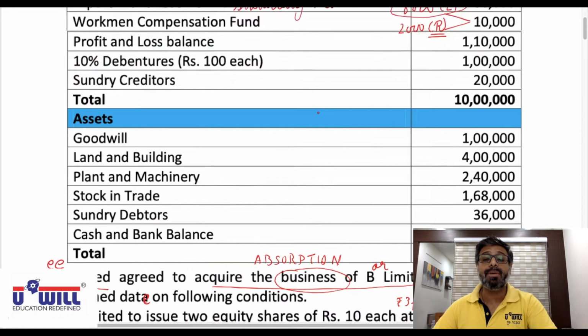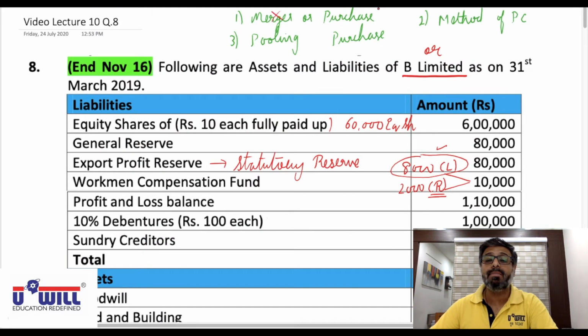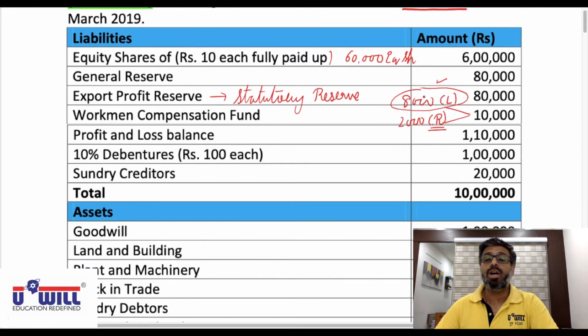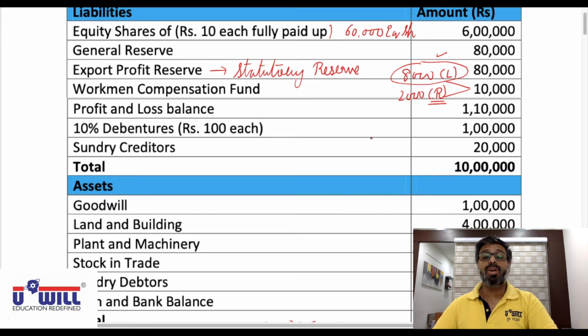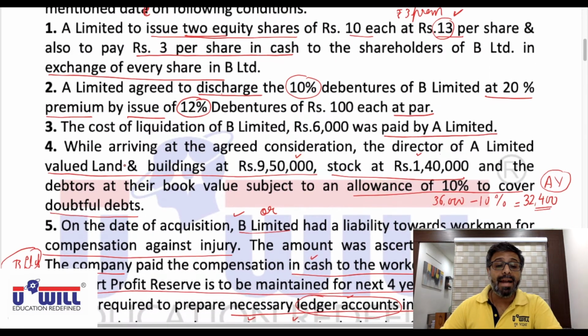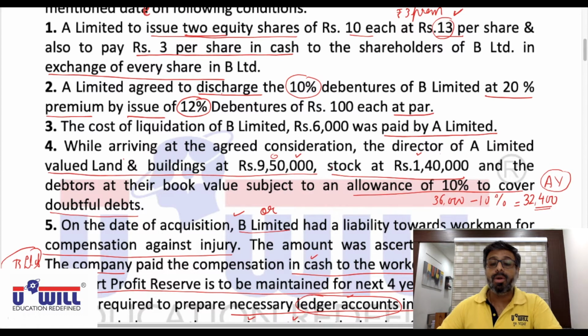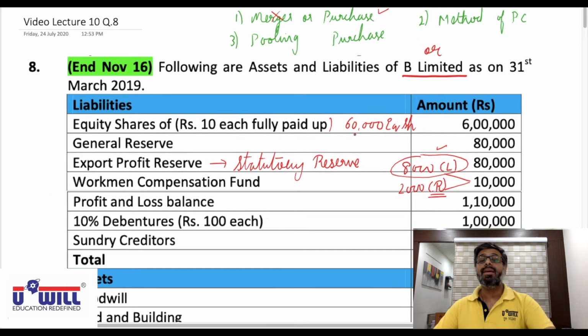So it is not amalgamation in the nature of merger. It is purchase. Why? Because workers' compensation liability is not taken over. Second condition of merger, assets and liabilities should be taken over at book value. Here land and building is taken at a different value, stock is taken at a different value, debtors are taken at a different value. So even all assets and liabilities are not taken at book value. Some assets are not taken at book value. Even second condition of merger is not satisfied.